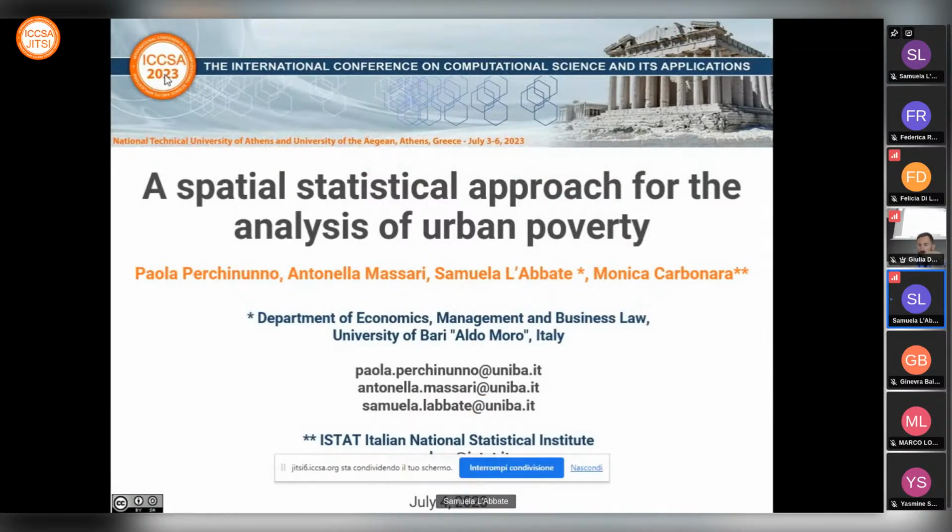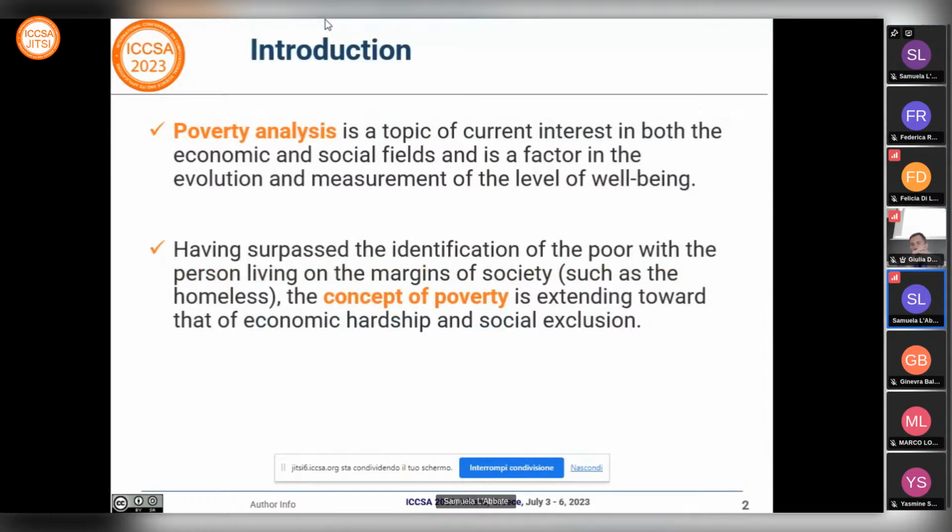I'm Samuela Labate, and I present a paper that was written with Antonella Massari and Paola Perchinunno, both like me of the Department of Economics, Management and Business Law, and Monica Carbonara of ISTAT, the Italian National Statistical Institute. The title of the paper is A Spatial Statistical Approach for the Analysis of Urban Poverty. Poverty analysis is a topic of current interest in both the economic and the social fields, and is studied as a factor in the evolution and measurement of the level of well-being.